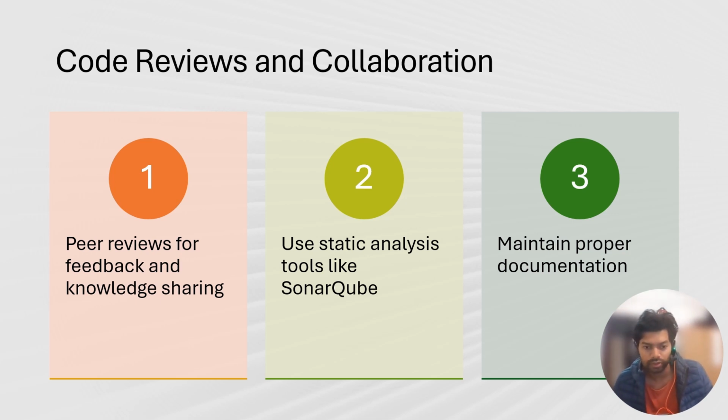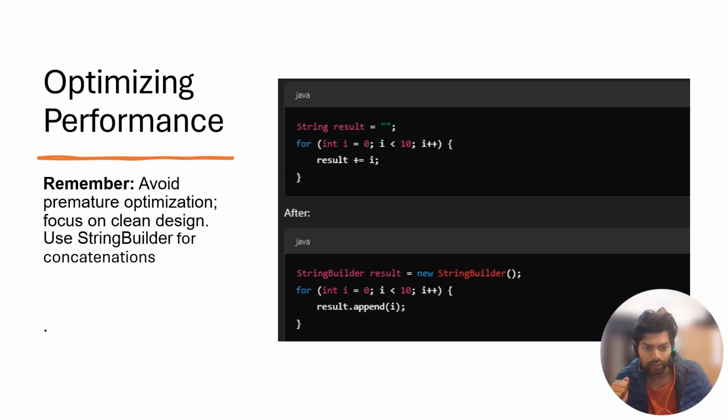The most famous one is SonarQube, and I heard GitHub Copilot nowadays also runs over your code and analyzes if there are any issues. Okay, and ensure that you are maintaining proper documentation. And the way we write code should also give good performance.